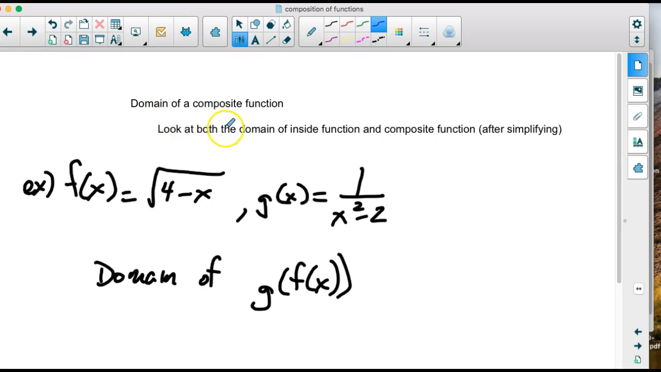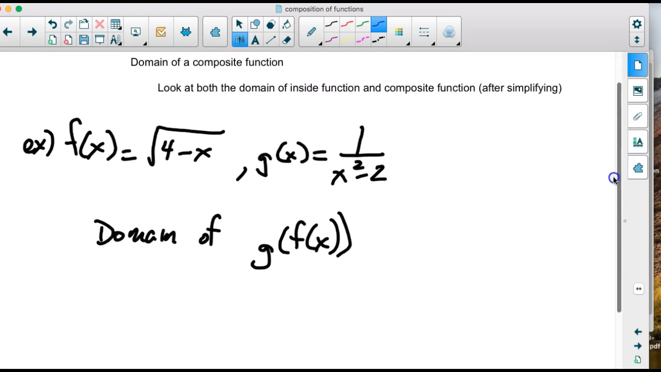All right, well, on to the last item in this section, which is finding the domain. You have to look at the domain of both the inside function and the composite function after simplifying to get the domain of the whole composite. We can't just look at the composite. We've done a couple of these.